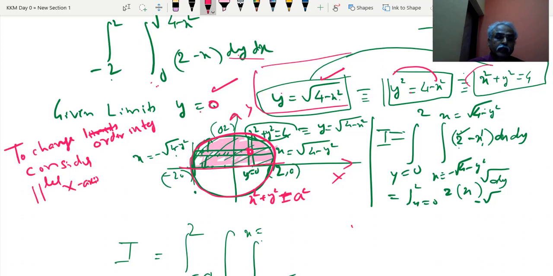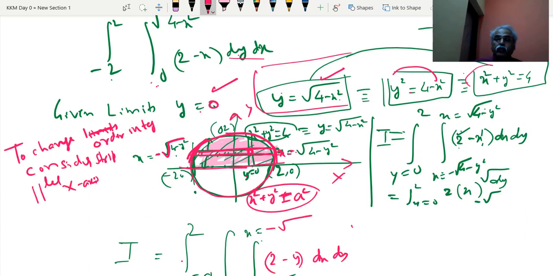What is parallel to the x axis? That strip parallel to the x axis. This is a strip parallel to the x axis, my dear students. So the leftmost part is also the circle, the rightmost part is also the circle. The circle is x square plus y square equal to a square, so x equal to minus square root to x equal to plus square root. Afterwards, the limit is minimum height to maximum height. Minimum height is 0, maximum height is 2. So whatever the integrand is, 2 minus x, dx dy, it becomes dx dy, with x equal to minus square root to plus square root.